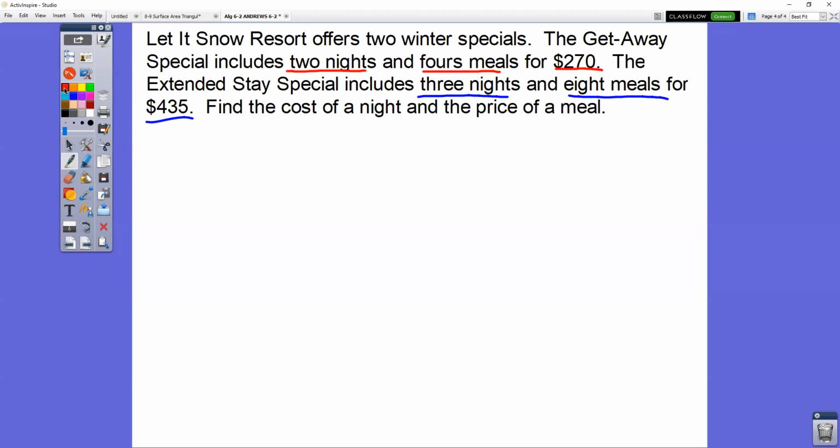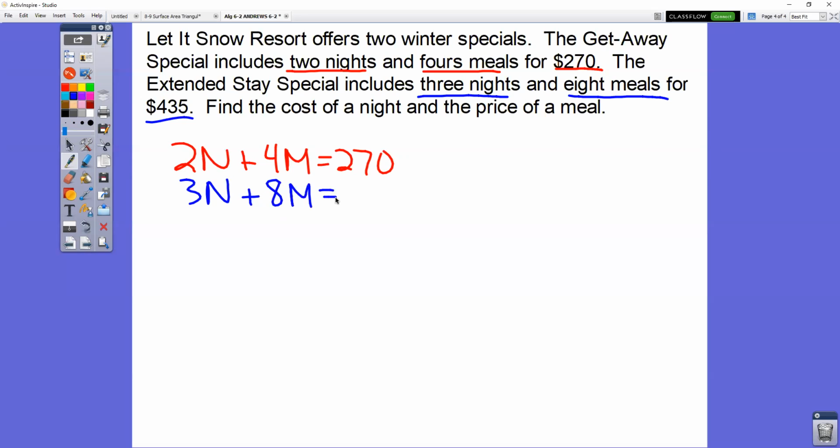So we're going to use N for nights and M for meals. The first one says 2 nights and 4 meals, so 2N plus 4M equals 270. The extended stay special is 3 nights, so 3N, and 8 meals, 8M, equals 435. There's our two equations. Go ahead and solve the rest of this one on your own. I would create opposites with my m's because 4 goes into 8 evenly. Go ahead and try this one, please.